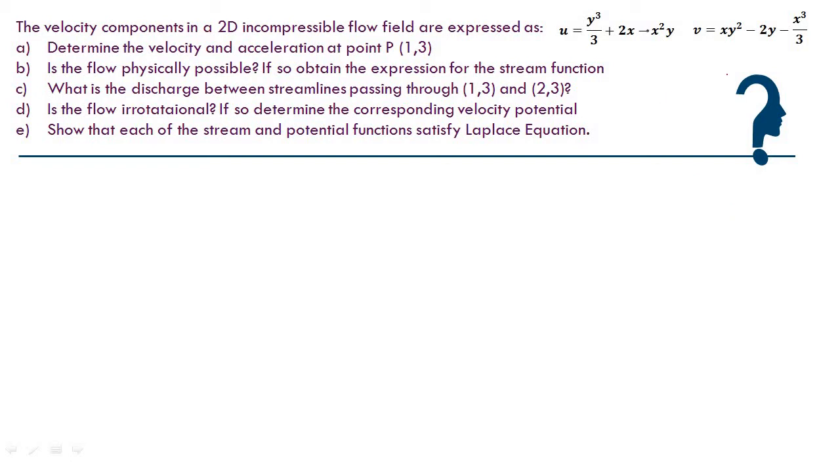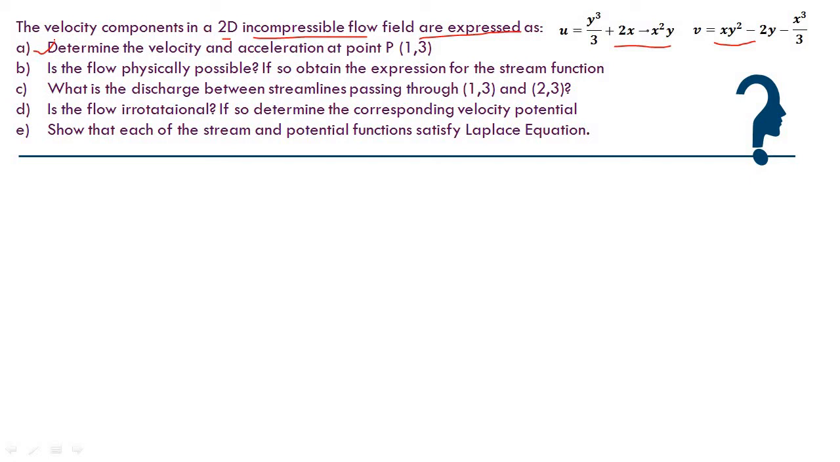The question goes like this: the velocity components in a two-dimensional incompressible flow, for example water, 2D flow, only x and y components are there for velocities, are expressed as u equal to y cube by 3 plus 2x minus x square y, v equal to xy square minus 2y minus x cube. So it is a steady flow, two-dimensional in nature, and the velocity components u and v are given. Part A, determine the velocity and acceleration at point (1, 3).